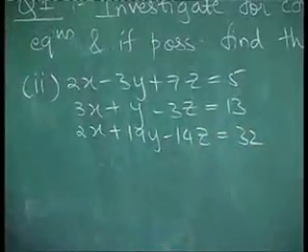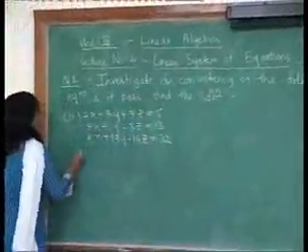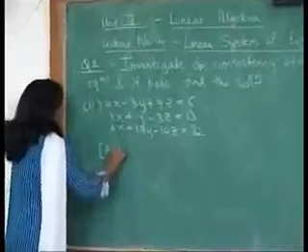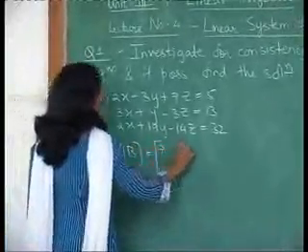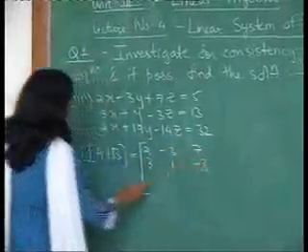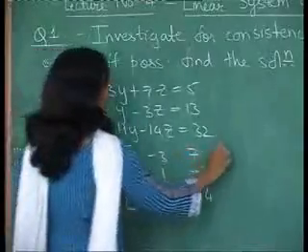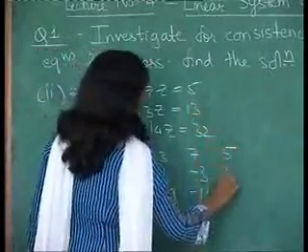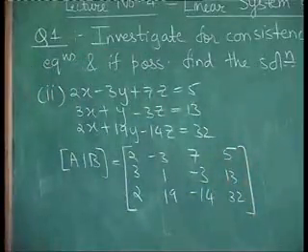And this time I'll quickly run through the echelon form. So let's start with the augmented matrix. Coefficient matrix is 2 minus 3 7, 3 1 minus 3, 2 19 minus 14, and augmented will have an extra column 5 13 32. Now let's reduce this to the echelon form.